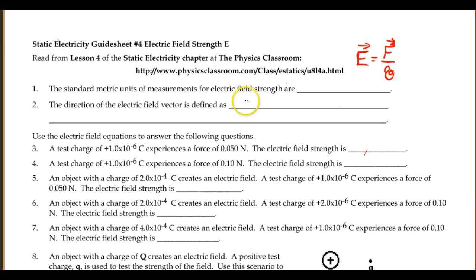Since we are talking about force per charge, the units are going to be force, newtons, per coulomb, or newton coulomb to the minus 1. So it tells us how much force per charge, not just the amount of force. The electric field vector direction is defined as the direction a positive test charge would move.